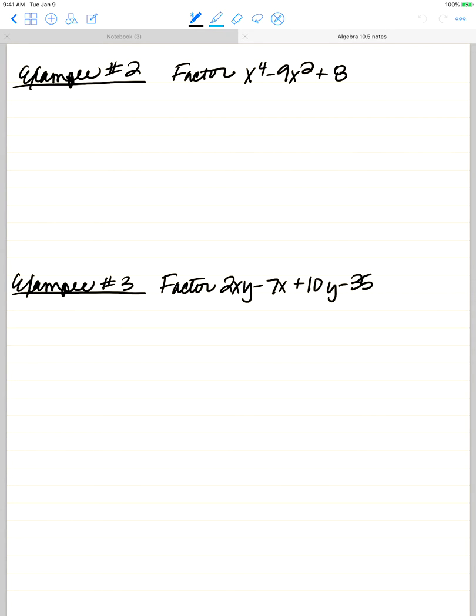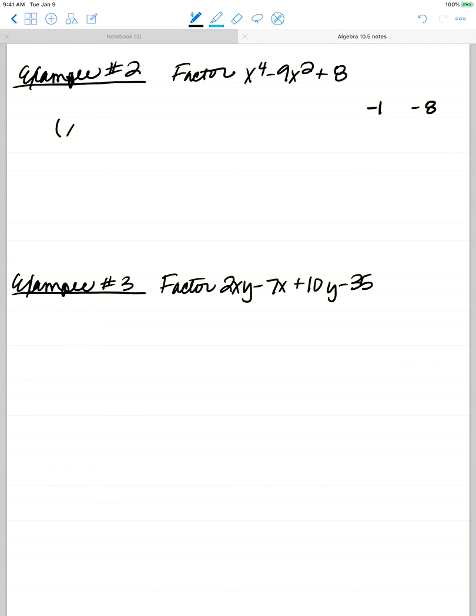Example number 2, factor x to the fourth minus 9x squared plus 8. There's no common monomials that we can factor out, and there's no special patterns. So what we need to do is find the factors of 8 whose sum is negative 9. So that's going to be negative 1 and negative 8, because negative 1 times negative 8 is positive 8. Negative 1 plus negative 8 is negative 9.